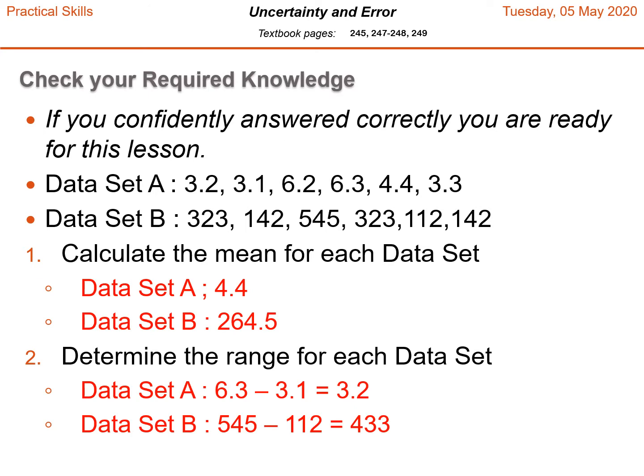Hopefully you had no problem arriving at these answers for each data set. To calculate the mean, of course, we simply add all of the figures together and then divide them by 6. When you're using a calculator, do make sure that you press equals after you've added them all together, but before you divide by 6. Otherwise, you may well just divide the last number by 6 and add the rest onto them if you're using a scientific calculator. For the range, it's very simply finding the difference between the largest and the smallest value within each data set.